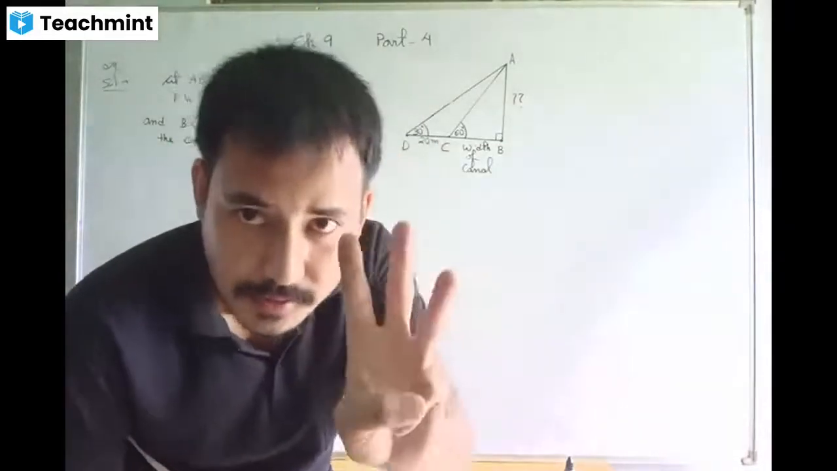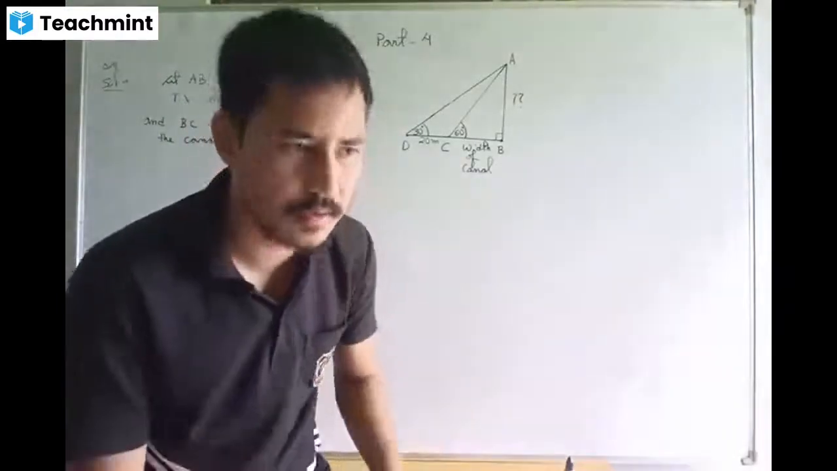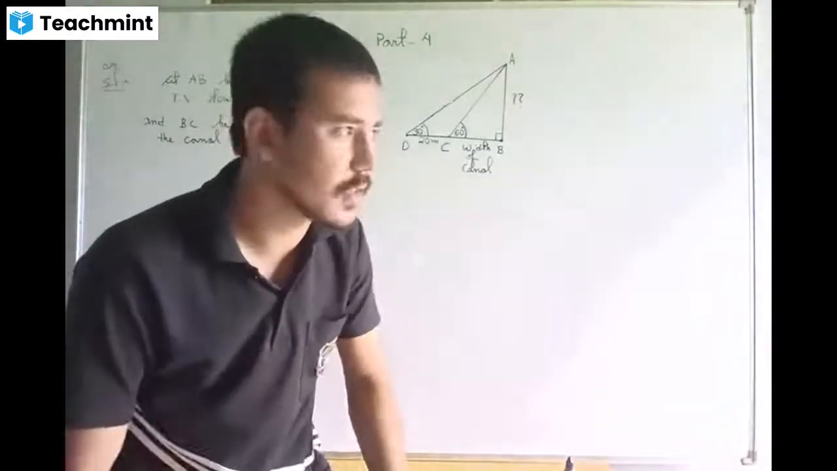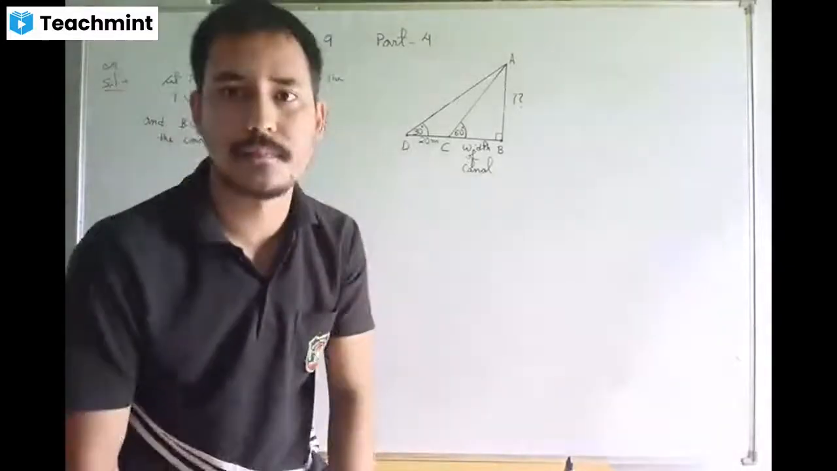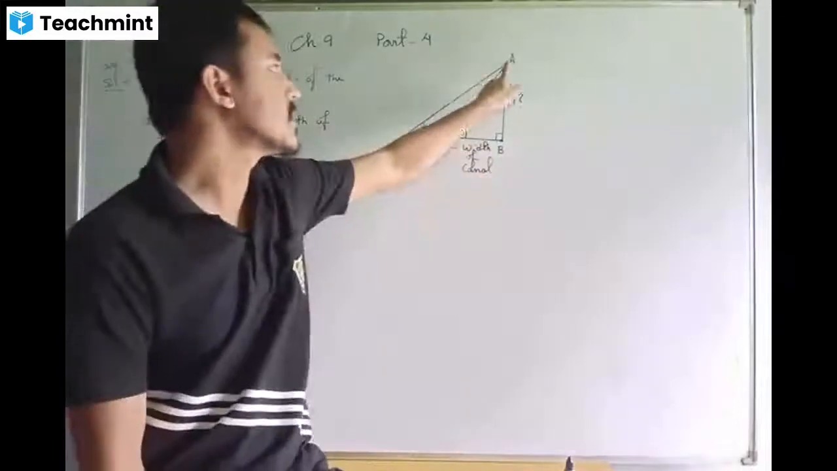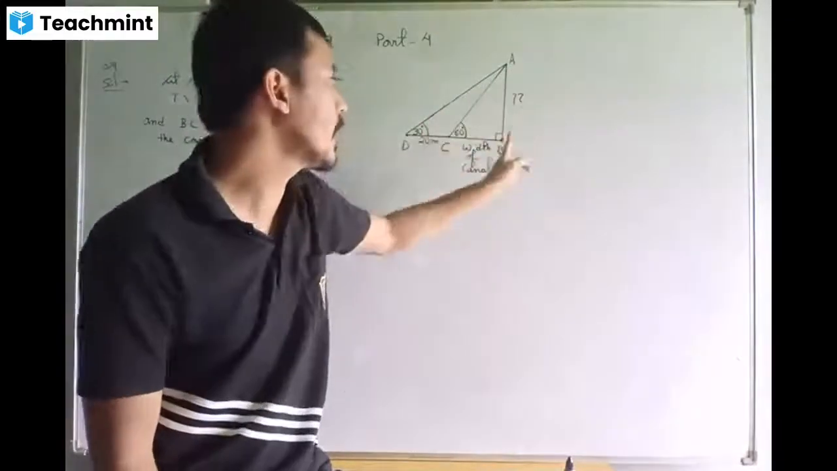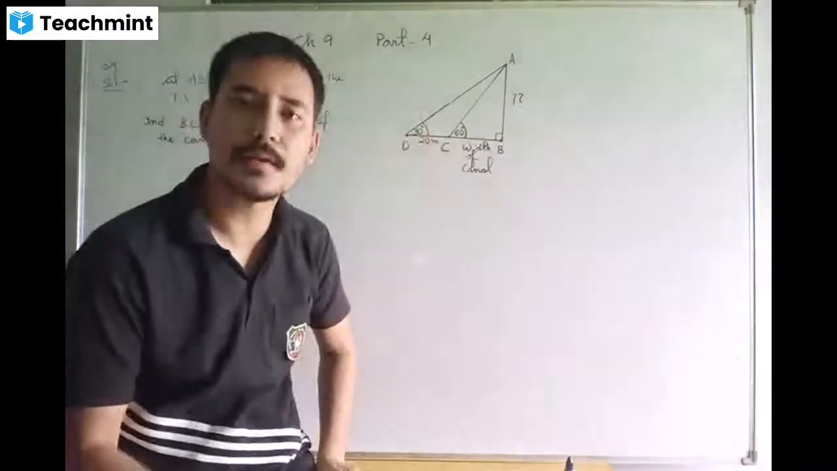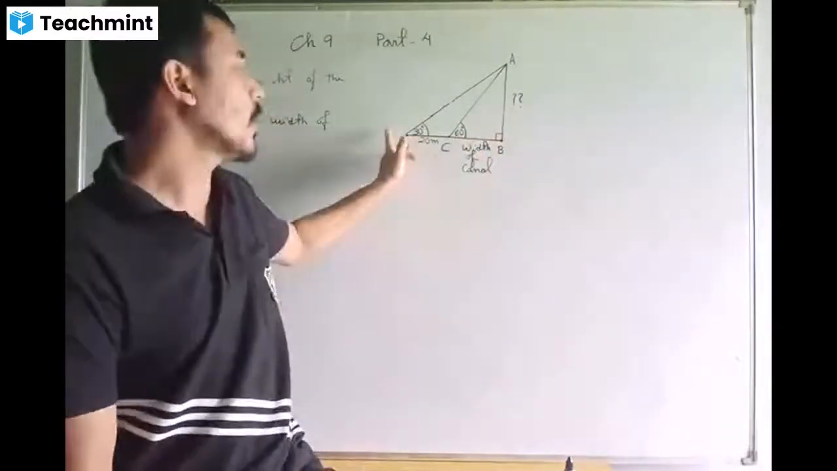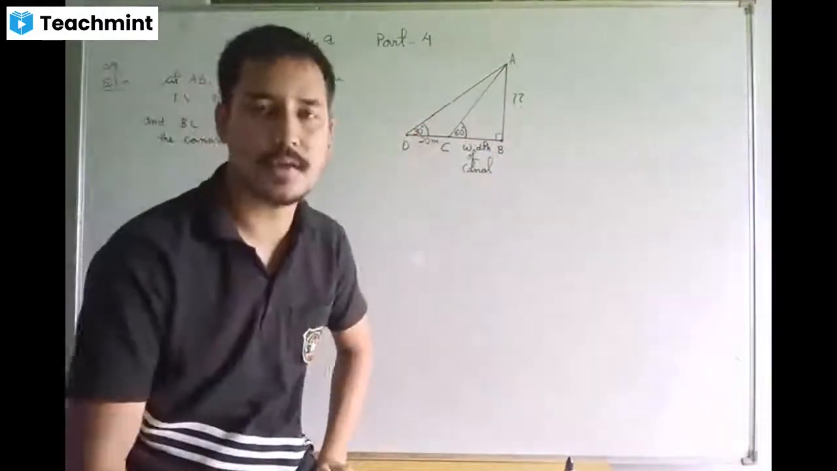Okay, 3 triangles. But when you talk about a right triangle, that means a triangle in which one of the angles is 90. In that case, there are only 2. Okay, there are only 2 right triangles here. One is ABC and the other one is ABD. The first one would be the smaller one, ABC, and the whole triangle ABD.